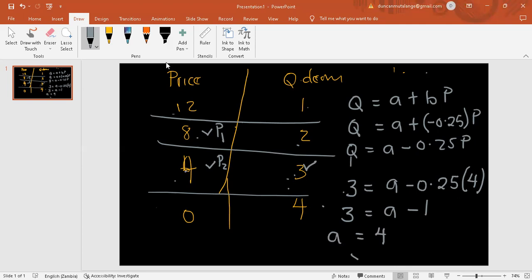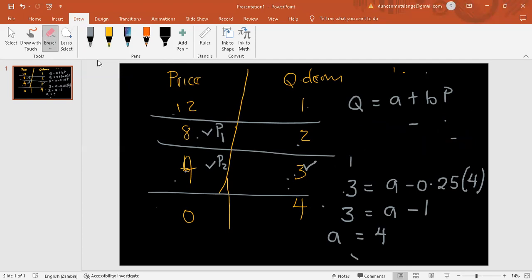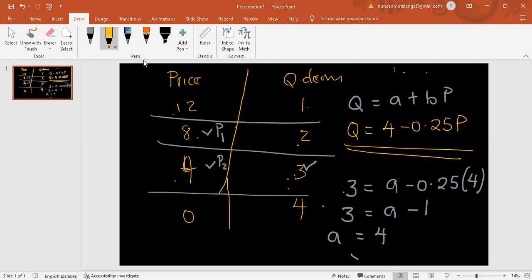4. So now that we have found our A, we can just replace it in our equation. Therefore, we now have our demand function. Since we have found our A and our B, our general demand function will say Q is equal to, what is our A? Our A we have found is 4. Then we're going to say minus 0.25P. So when you find your A and your B, this will become your demand function. And that is the way that you get to derive it.